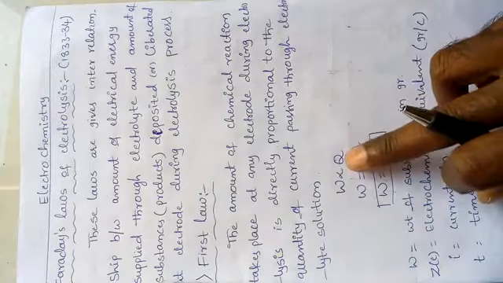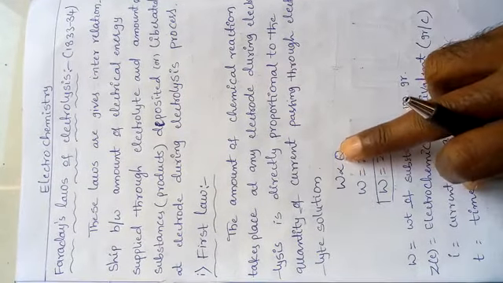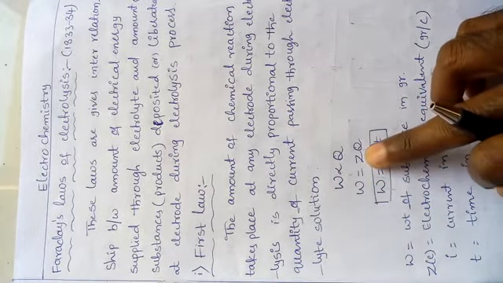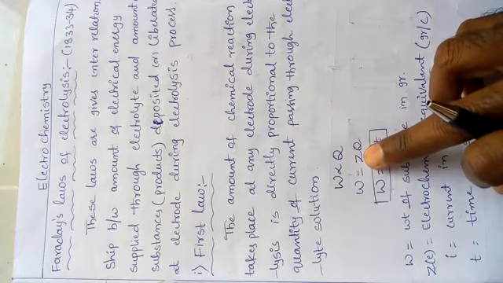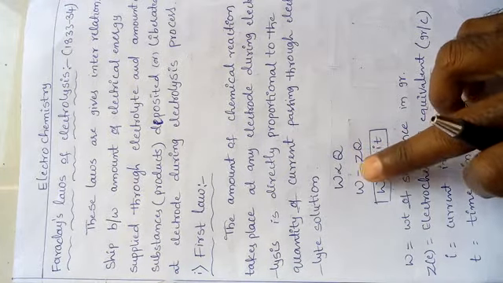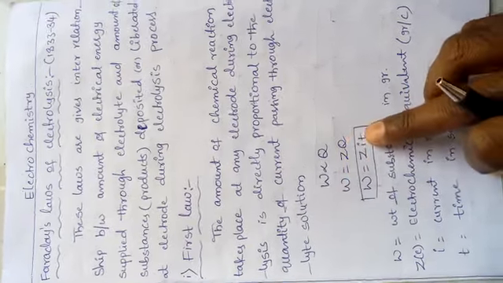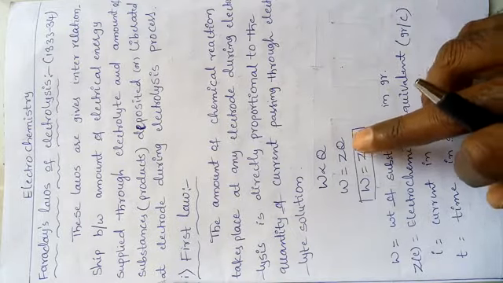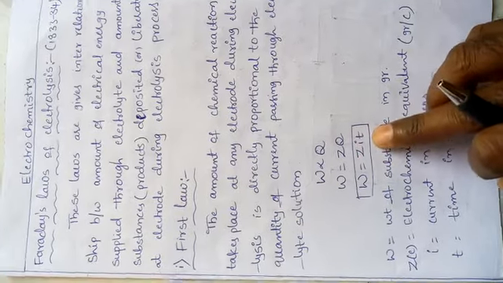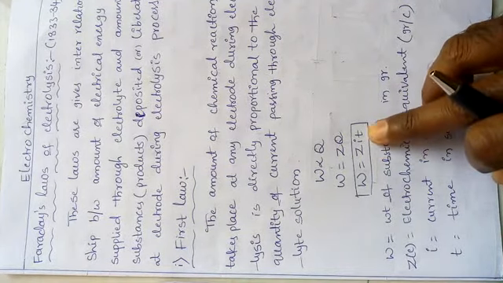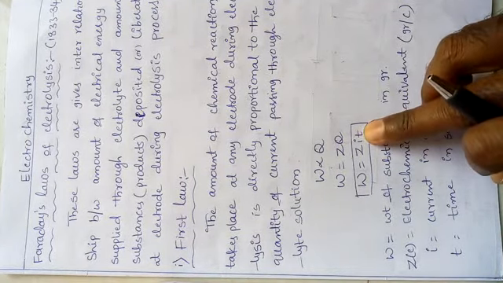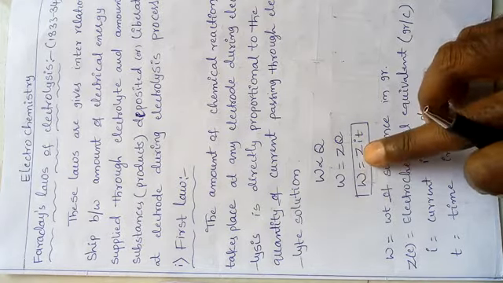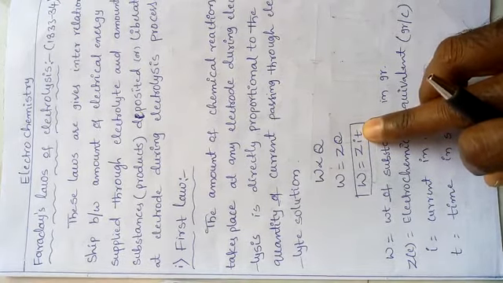In mathematics, the equation is W is directly proportional to Q. To remove this proportionality, you have to put in one constant, that is Z. In some books another letter, E, is also used. So W is equal to ZQ. But Q is the charge in coulombs. If you convert, Q is equal to IT, where I is the current in amperes and T is the time for which we pass electricity. The final equation is W is equal to ZIT. Simply remember it as ZIT.